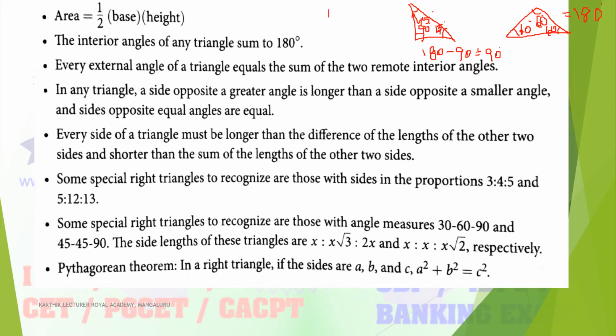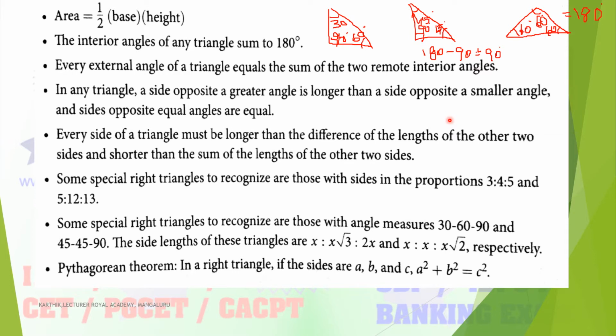Okay, and one more right angle triangle is possible. Here this is 90 degrees, this is 30 degrees, and the remaining is how much? 60 degrees. This is also possible. Either 45, 45, 90, or 90, 60, 30. So two different types of right angle triangle are possible.